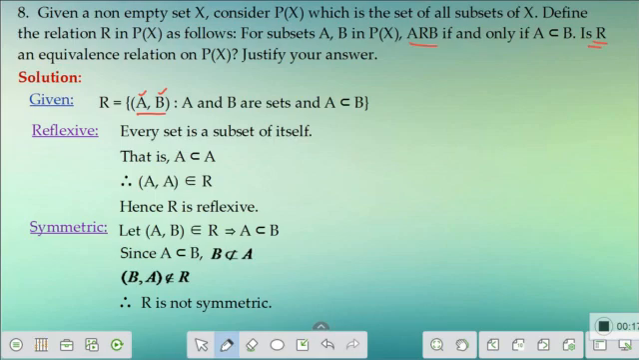Now we have to check whether this is an equivalence relation or not. I hope you remember, to check whether a relation is an equivalence relation, we need to check whether it is reflexive, symmetric and transitive or not. Let's start checking whether it is reflexive or not. Now every set is a subset of itself, so we know that A is a subset of A itself, or B. If you take B, B is also a subset of B. Let me take a set A and I can say that A is a subset of A. This means that the ordered pair A comma A is an element of the relation R.